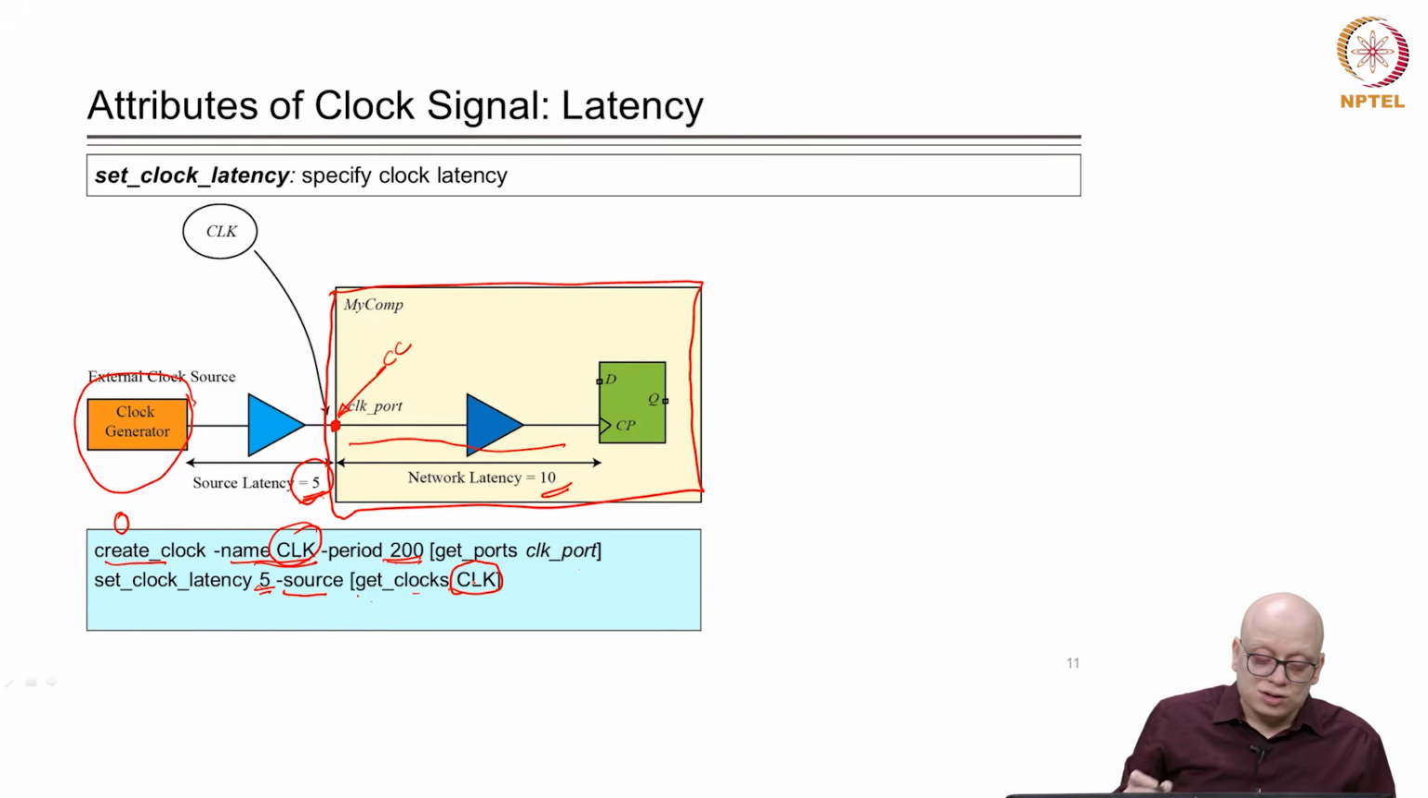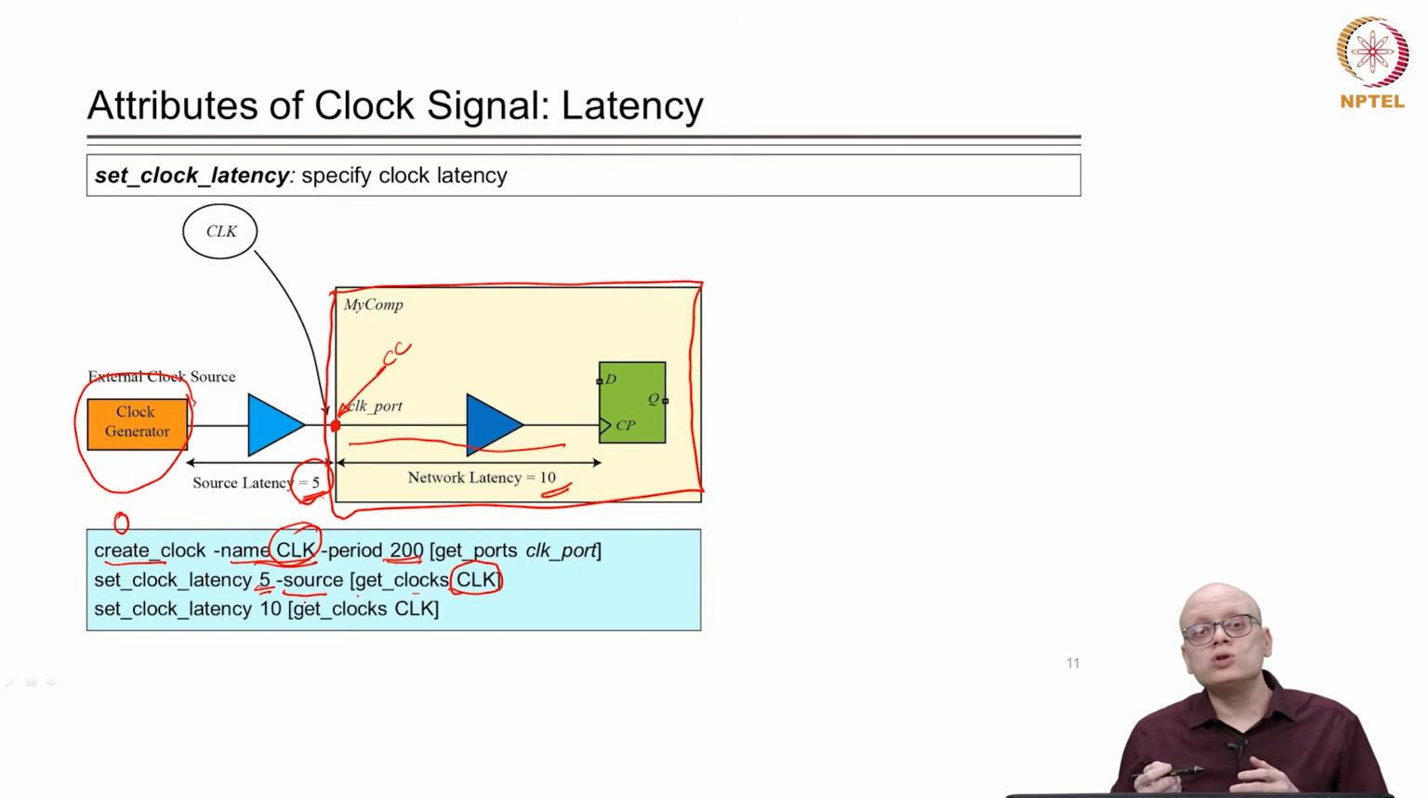So, this is the source latency. Similarly, we can define the network latency as 10. Here we have not given -source. So, by default the tool assumes that if we are not giving the -source option, then it is the network latency.